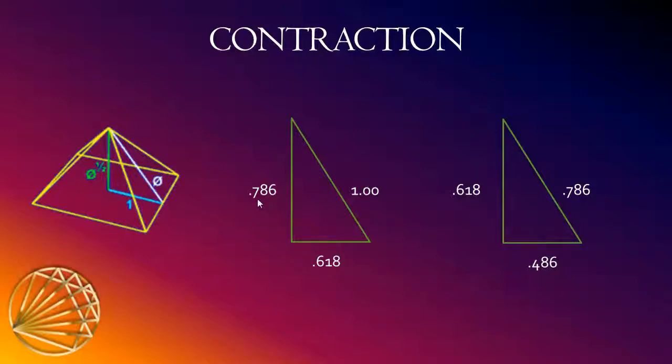Now if you move 786 over to the hypotenuse, we get another ratio. Now 618 becomes the height and 0.486 becomes the base. So we get a contracting number series from this exercise. These triangles are also referred to as triangles of Price, named after Professor Price, and also Kepler's triangles.